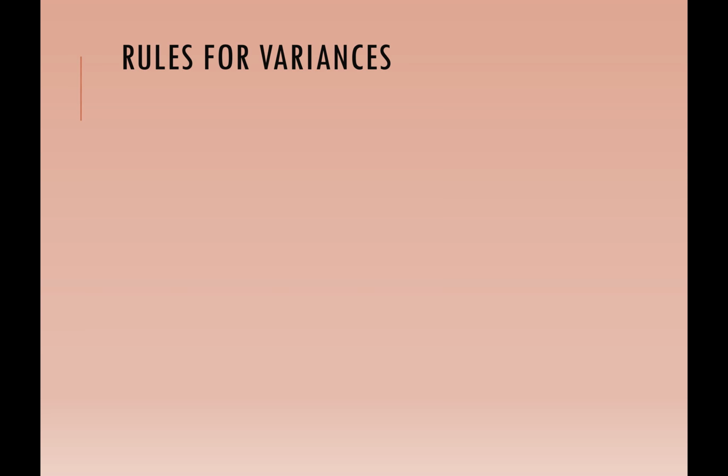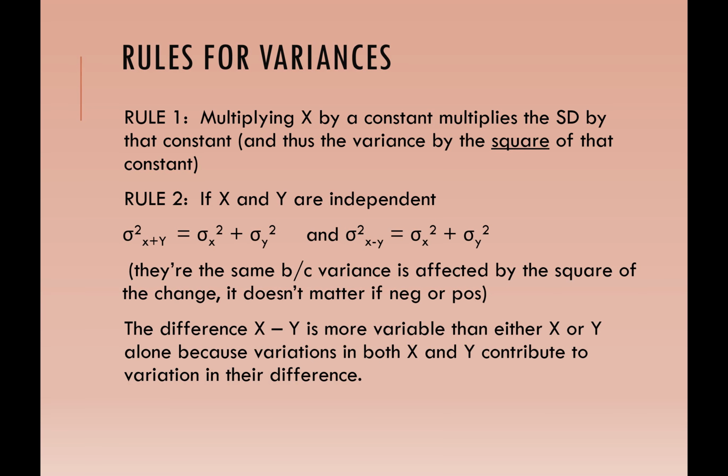All right, then finally we have rules for variances. The first rule is if you're multiplying all the x values by a constant, then you just multiply the standard deviation by that same constant. Or if you are doing the variance, you just square the constant and multiply by the variance. So if I had sigma sub x and I multiplied all the random variables by 2, I could just multiply the standard deviation by 2.